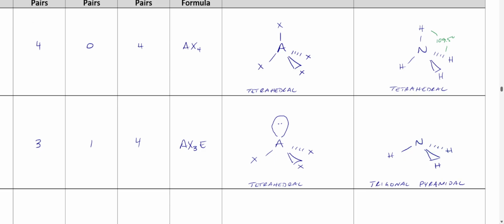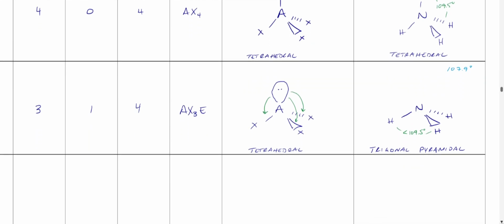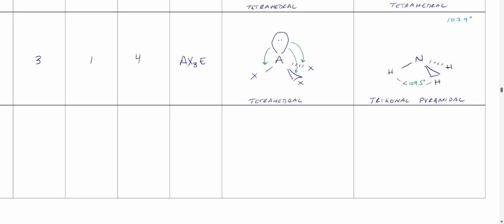What happens here is that this lone pair pushes down on all 3 of those bonds and it squeezes them close together. So this is no longer 109.5. All we need to say is that it's less than 109.5. Technically, for the ammonia molecule, the bond angle is 107.9 degrees. You don't need to know that, but it's one of those facts that's helpful to know.